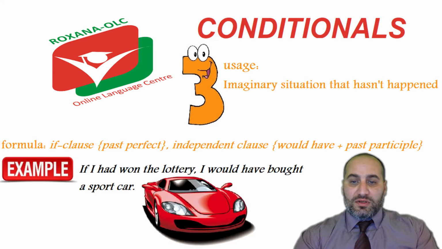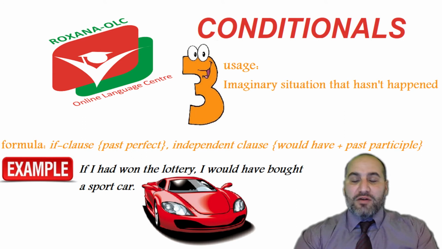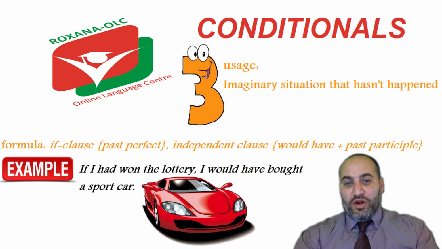So for example, if I had won the lottery, I would have bought a sport car. Like you see, your if clause is set in past perfect and you have a modal verb in your independent clause in present perfect tense.